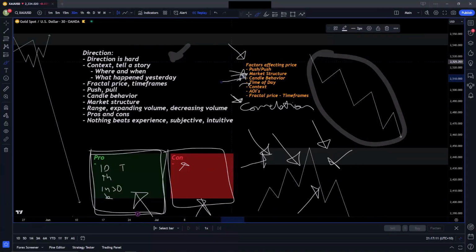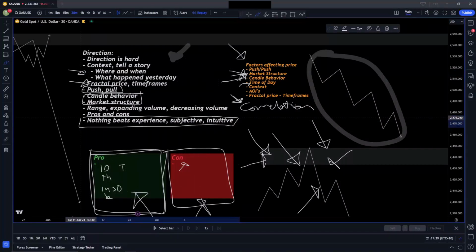But yeah, that's why it's important to journal your trades. So counter behavior, market structure, that push and that pull, keeping in mind that price is fractal, giving context, telling the story, what happened yesterday, all that sort of stuff. And then accepting that you will be confused and you will take losses and you won't be sure and you'll be wrong about direction. But those are all amazing opportunities to learn.